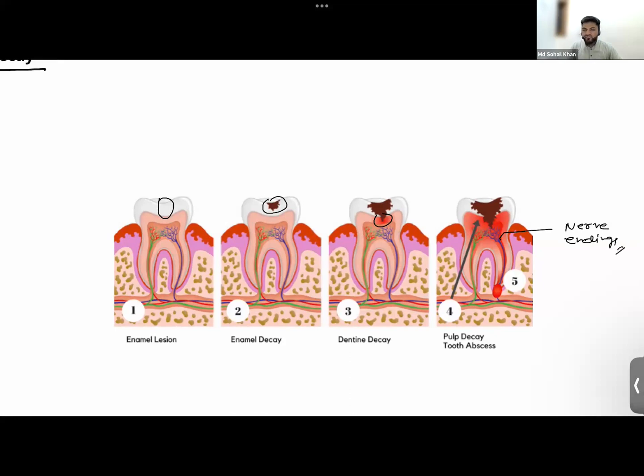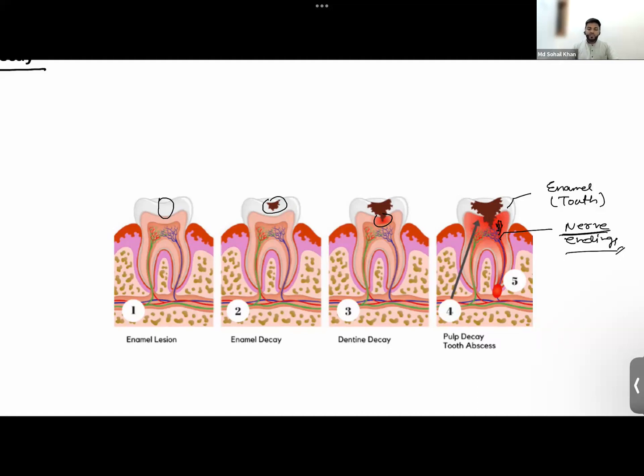Nerve endings basically, or what? This is bone here. This is basically enamel. That is your tooth. Now the nerve endings are here. And the decay has reached, the infection has reached all the way up to the nerve endings. So the person will develop very severe pain.